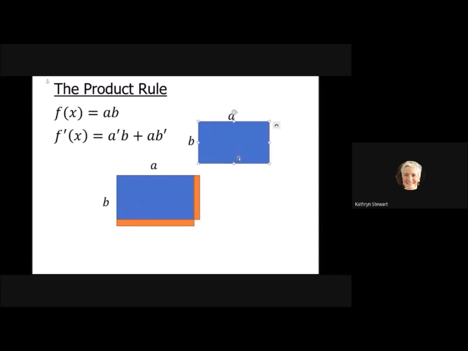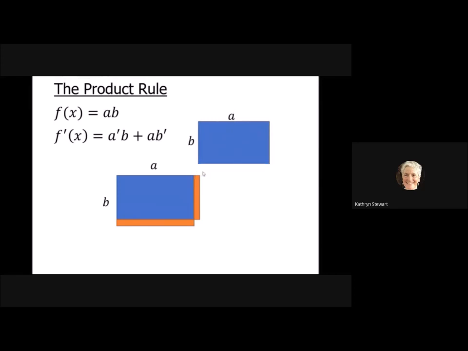Right? And a derivative is really a description of how something is changing, right? It's the instantaneous rate of change or the slope of something. So my derivative represents the change in the area of this rectangle. So let's think about how the area of this rectangle must be changing.